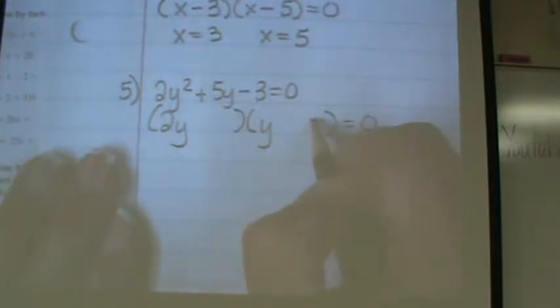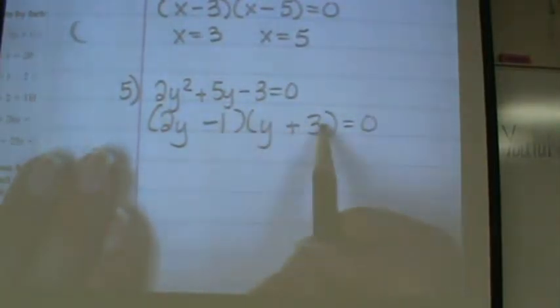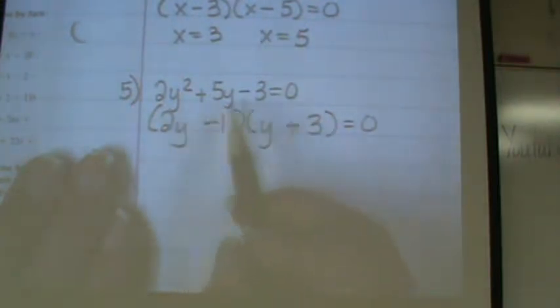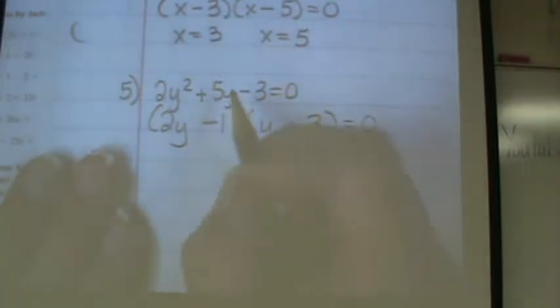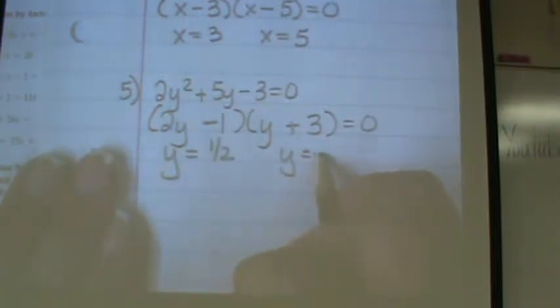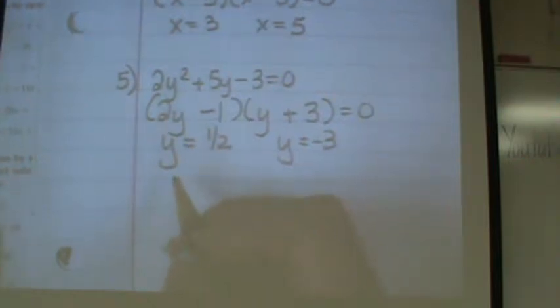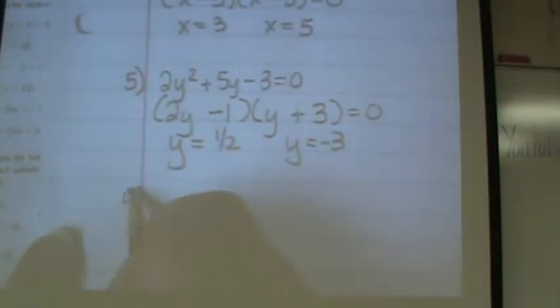And I'm going to put a positive 3 here and a negative 1 here, because these two multiply to give you negative 3, but when we FOIL, you get 6y minus 1y is your 5y. So this one works, and your answers are 1/2 for this one and negative 3 for the next one. We can skip 7, but we're asked to do number 9.